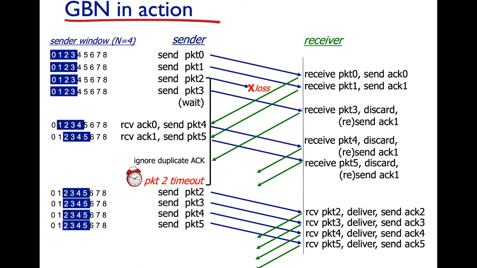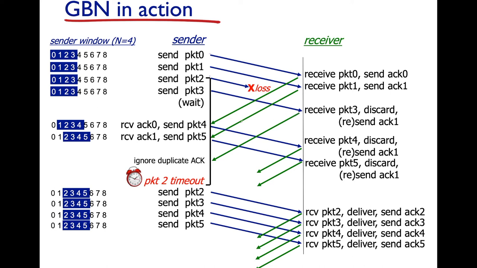So packet 2 is lost, but packet 3 is received. Well, the receiver was expecting to receive packet 2, but it got packet with sequence number 3. So it discards it, and it resends ACK 1. It's saying effectively, you gave me sequence number 3, I was expecting to receive sequence number 2. So it resends that ACK. It's a duplicate ACK at this point.